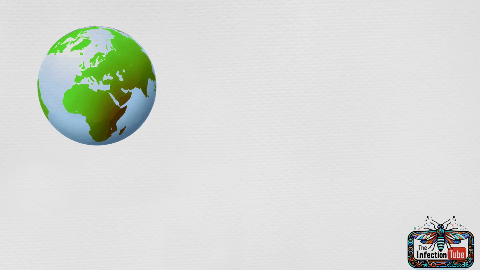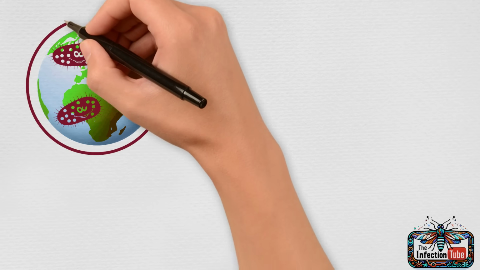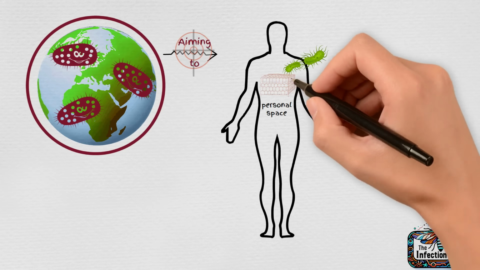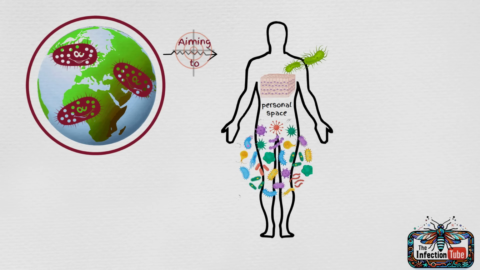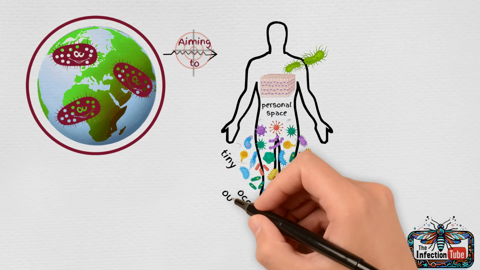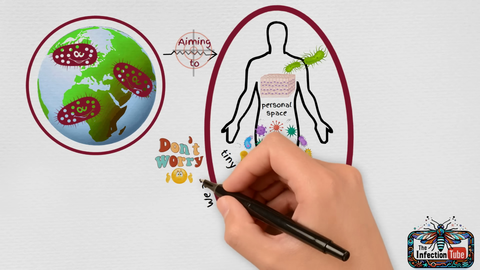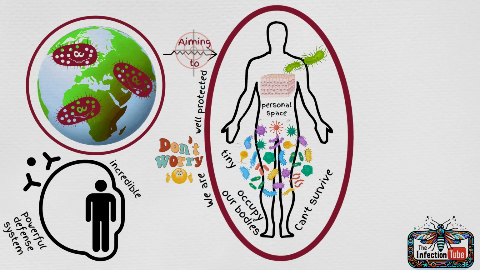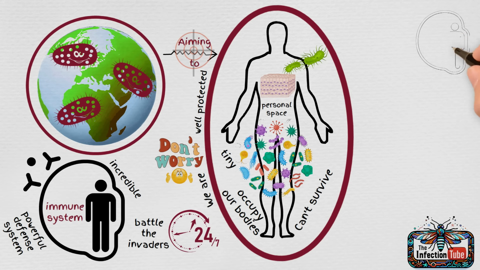We're living in a world where invisible enemies hide around us, here, and here, in every corner of our world, all aiming to invade our personal space down to every cell in our body. These unseen foes are microorganisms, tiny creatures on a mission to occupy our bodies as their own, because without us, they can't survive. Yet, there's no need to worry. We are well protected. Our bodies are equipped with an incredible, powerful defense system, called the immune system, ready to battle the invaders at every turn round the clock.